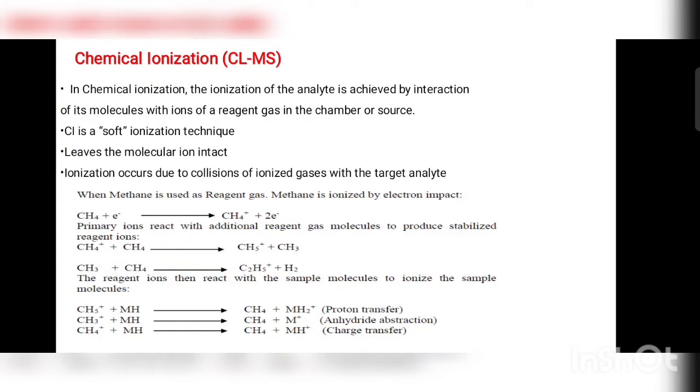Then the chemical ionization. The ionization of analyte is achieved by interaction of its molecule with the ions of a reagent gas in the chamber or any source. Chemical ionization is a soft ionization technique. It leaves the molecular ion intact. The ionization occurs due to the collision of ionized gas with the targeted analyte. Due to this collision, the analyte gets ionized.